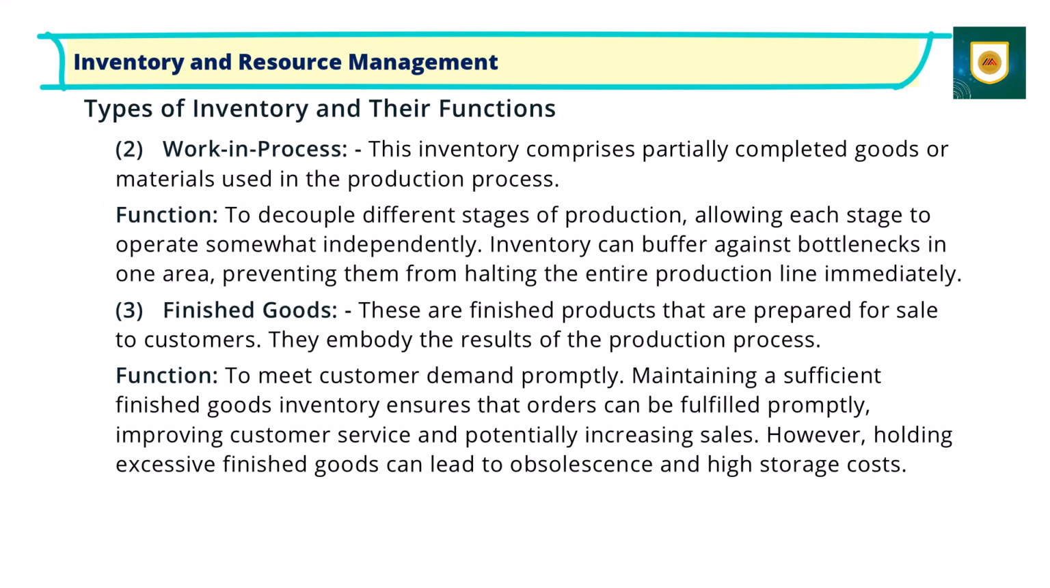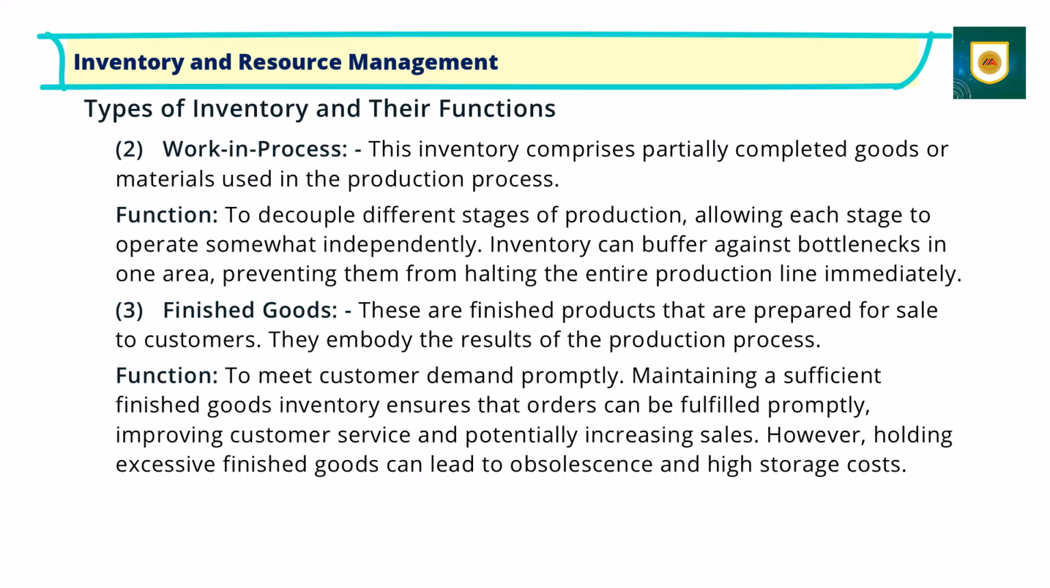2. Work in process. This inventory comprises partially completed goods or materials used in the production process. Function: to decouple different stages of production, allowing each stage to operate somewhat independently. Inventory can buffer against bottlenecks in one area, preventing them from halting the entire production line immediately.